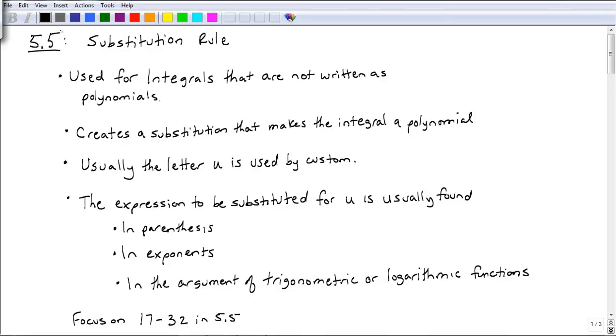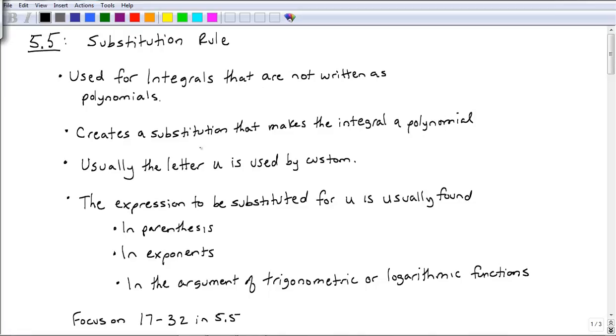The ones we did in the last section were all polynomials, x squared plus 2x plus 1, and they're separated by plus and minus signs. So it's not too bad to do those integrals because you can break them up there. But sometimes the integral doesn't work out that way. And so if you have an integral that can't be written as polynomials, this allows you to create a substitution that makes the integral a polynomial.